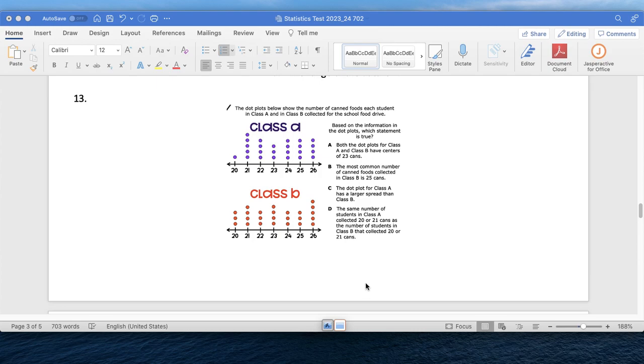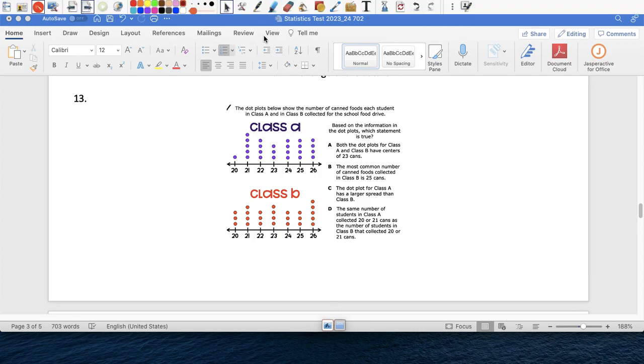13. Again, we're looking for the one that is true, okay? It says true. Which one of these statements is true? Both the dot plots for class A and class B have centers or medians of 23. Is the center 23? And the center is 23, so this one is true.